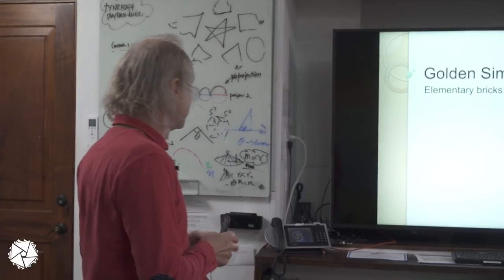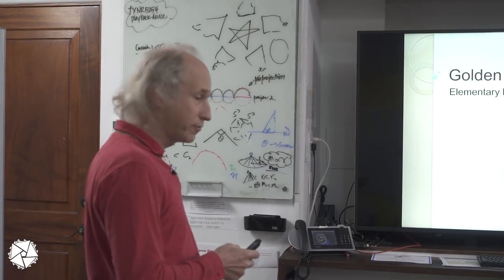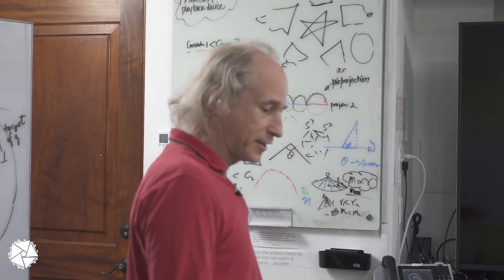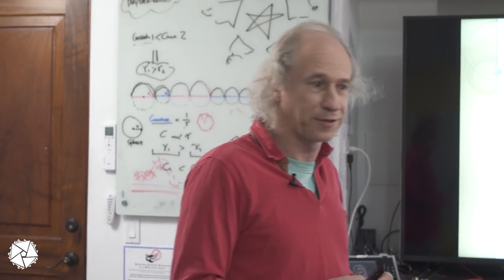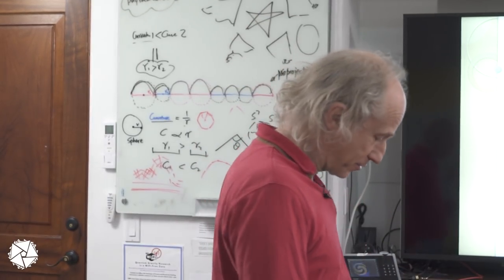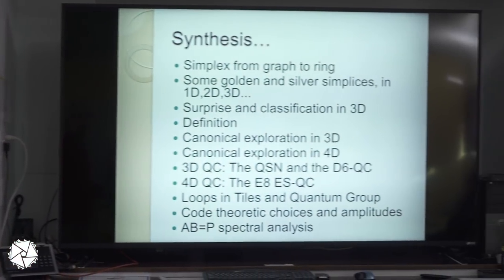And they could even be thought of as bricks for quasicrystals. It's an extension of what we have discovered as the beauty of the golden tetrahedron, but here it's more. So I will cover these different points.